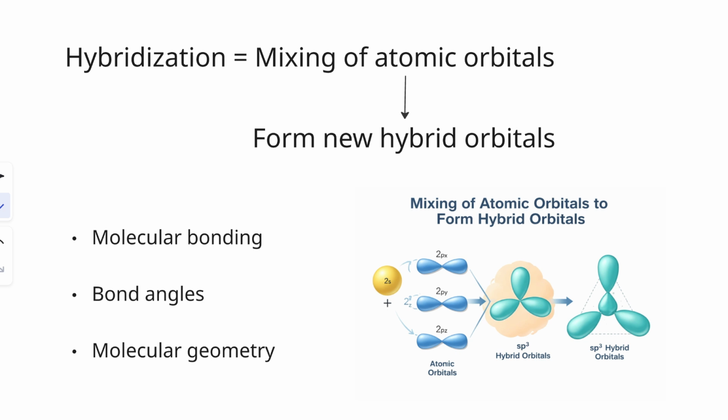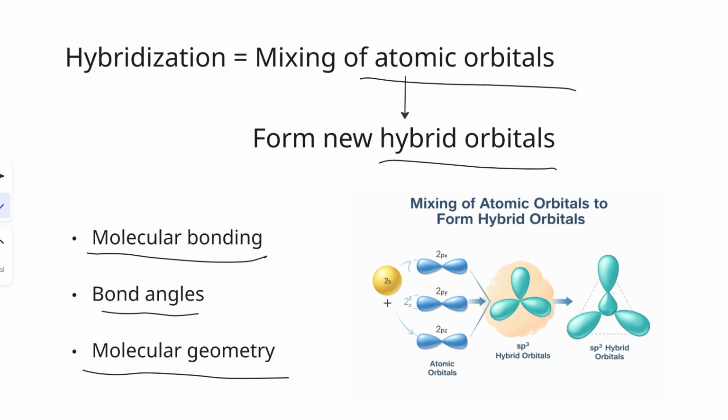Hybridization is the process in which atomic orbitals mix to form new hybrid orbitals. These hybrid orbitals help us explain the molecular bonding, bond angles, and molecular geometry of a specific compound.